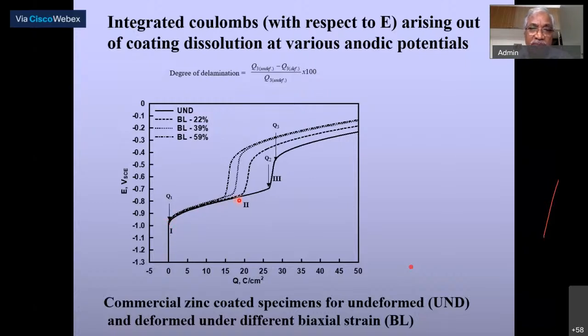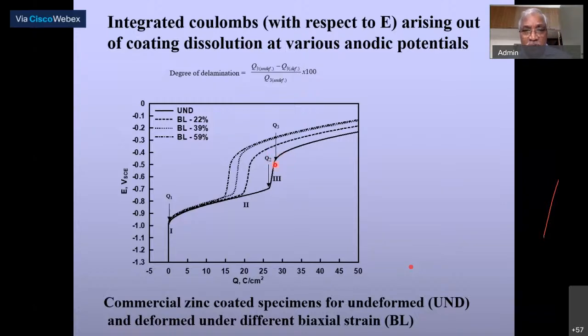Now what happens? It goes up to this point, up to Q. Now suddenly the Q starts increasing, and again it starts going like this. So you found that. Now you start increasing here. Now this is what the problem is. Now we use Q3. What does Q3 mean? Q3 means that the coating has completely gone. Q3 is where I think the coating is completely dissolved in the electrolyte.